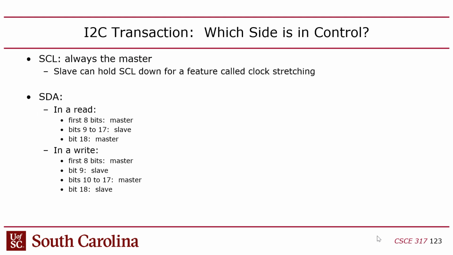Okay. Yeah, so this just kind of summarizes this again. In a read, the first 8 bits are from the master, bits 9 to 17 are from the slave. Why 9 to 17? Well, that's the acknowledgement plus 8 bits for the data, right? And then bit 18 is the master. If it's a write, the first 8 bits are the master, bit 9 is the slave, bits 10 to 17 are the master because that's the data you're pushing out, and bit 18 is the slave. This is starting at 1, by the way, not at 0.